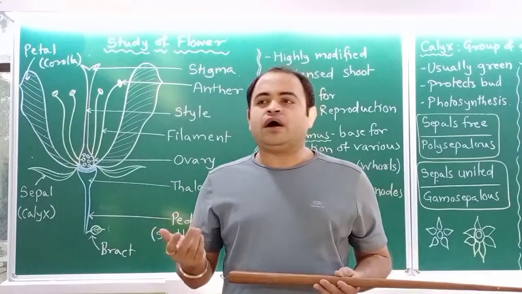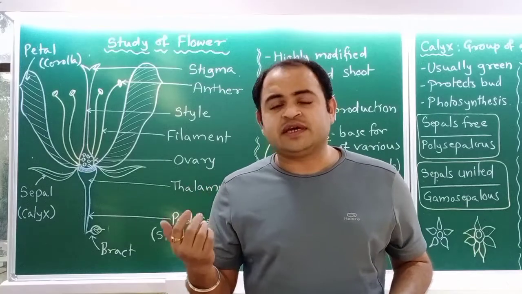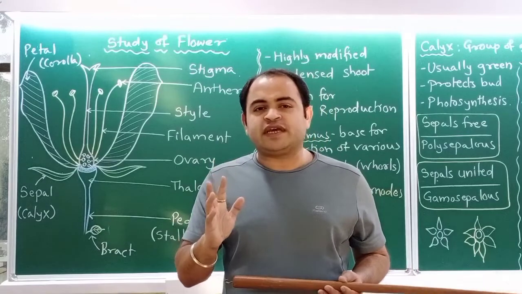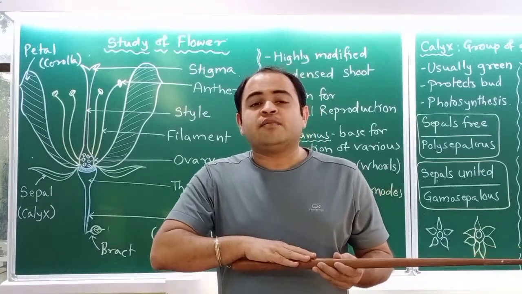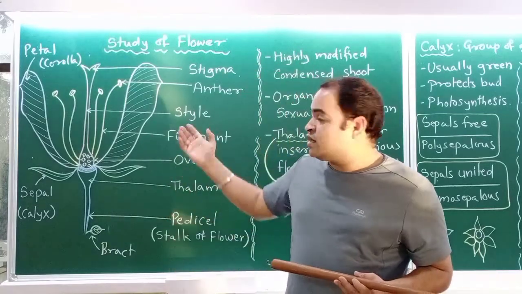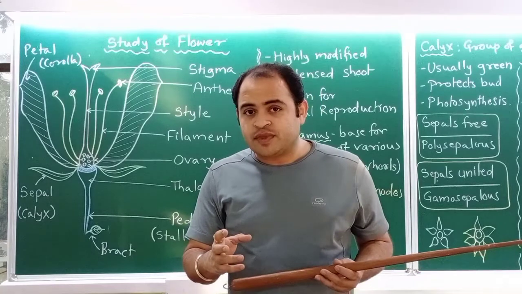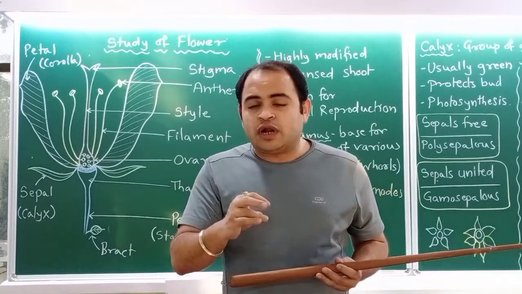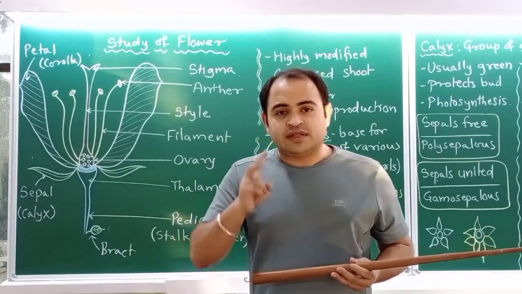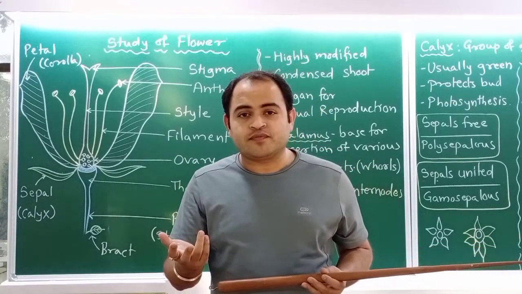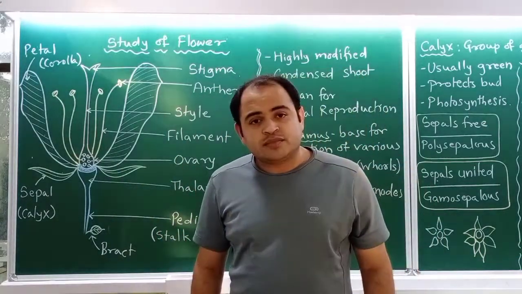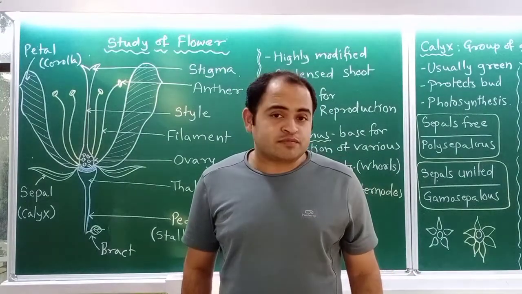Sometimes it appears dull in color, but fragrance and nectaries are present to attract the pollinators. But in most of the cases, the typical petals are brightly colored just to attract the pollinators. So this is how the accessory whorls are also important. So calyx and corolla are the accessory whorls. Essential whorls are both, that is male and female sex organ. Male part is called Androsium, and female part is called Gynosium.